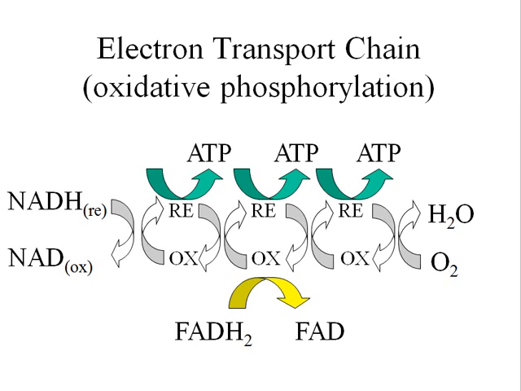As the electrons are passed from molecule to molecule, energy is released in a stepwise manner. This energy is used to make 3 ATP molecules. FADH2 is used in a similar fashion. It gives its electrons to a later molecule in the chain, and as a result only produces 2 ATPs.